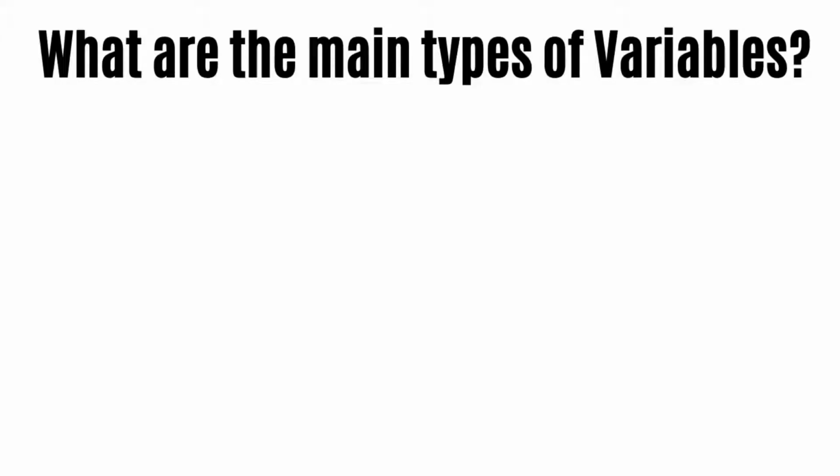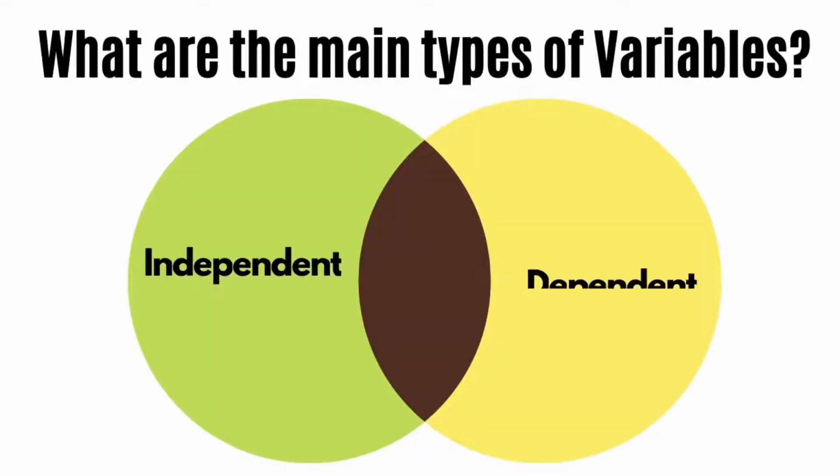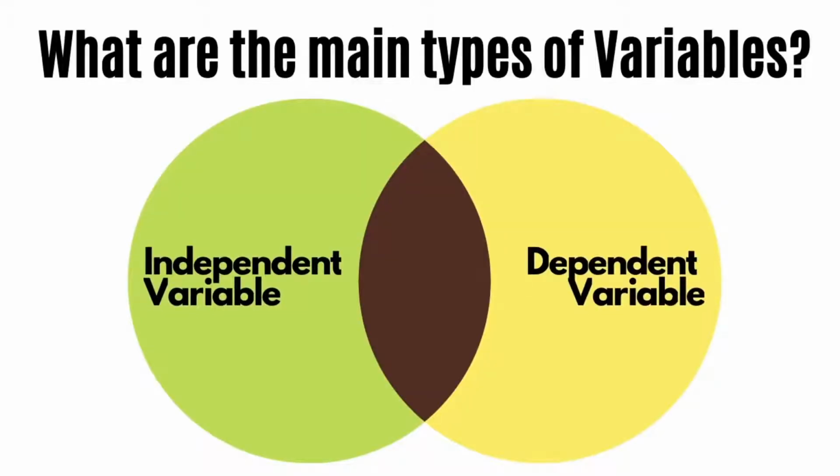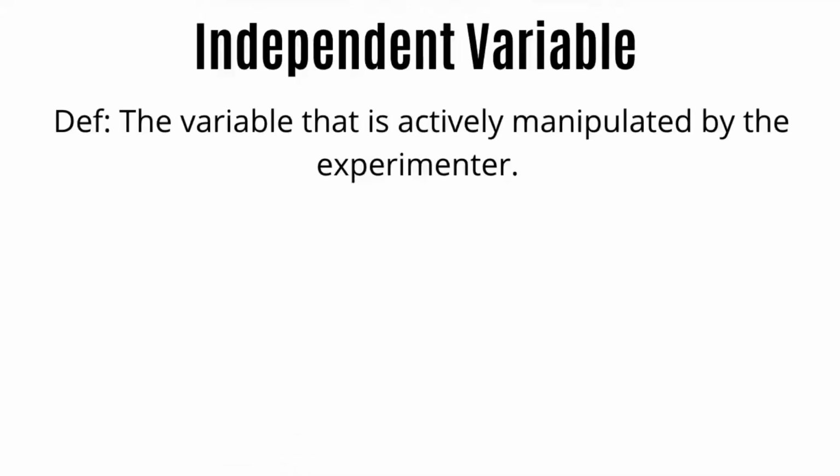Now, there are two main types of variables. Firstly, there is the independent variable, and secondly, there is the dependent variable. So, what is an independent variable? Independent variables are any variables that are actively manipulated by the experimenter and only the experimenter.